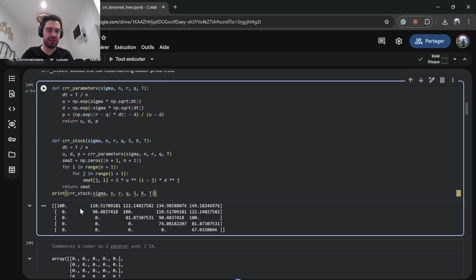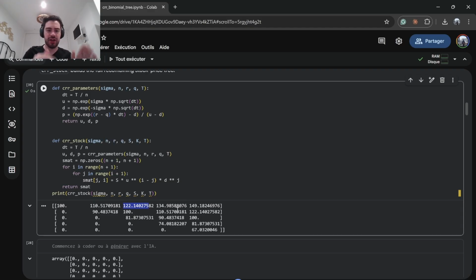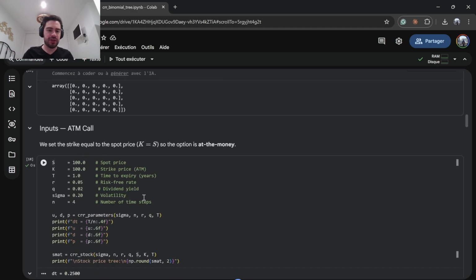So here, as you can see, for example, the stock started at 100. If it goes up, it goes to 110. If it goes down, it goes to 90. And for 90, if it goes up again, it goes to 100. Or when at 110, if it goes up again, it goes to 122. So basically, this is the array with all the different stock prices going up and down in each node of the tree. So let's get our inputs.